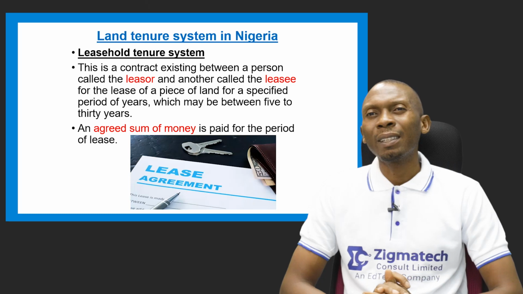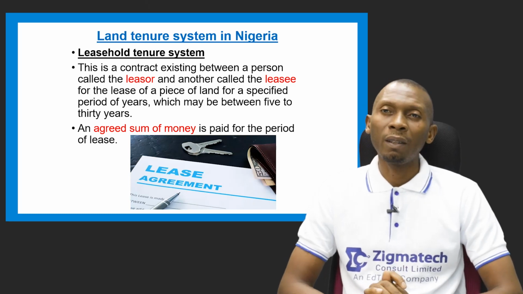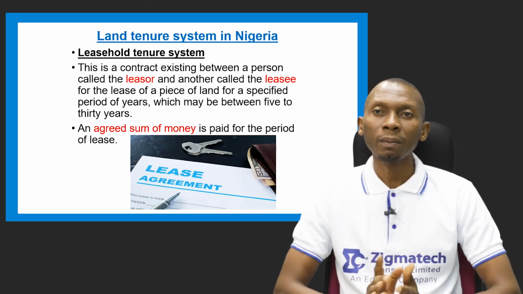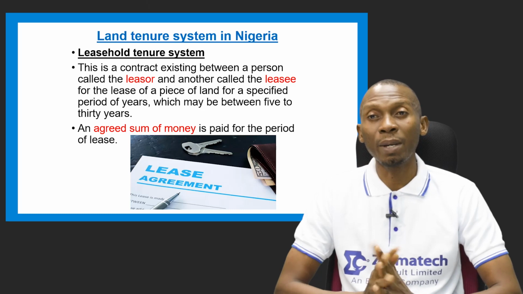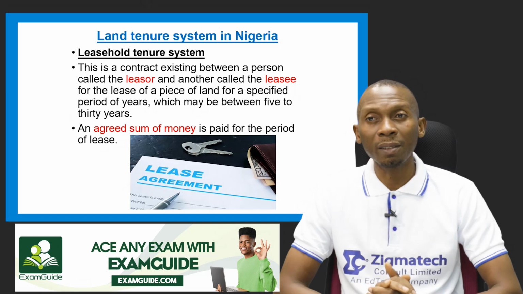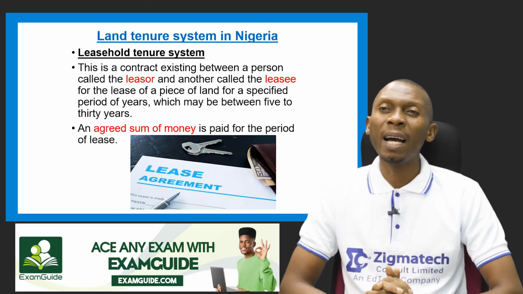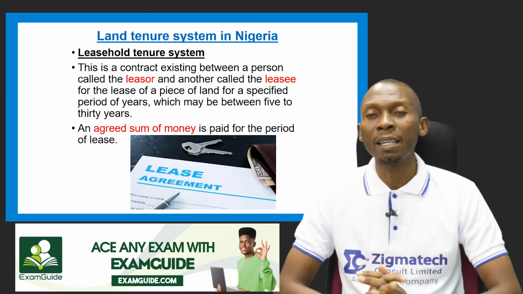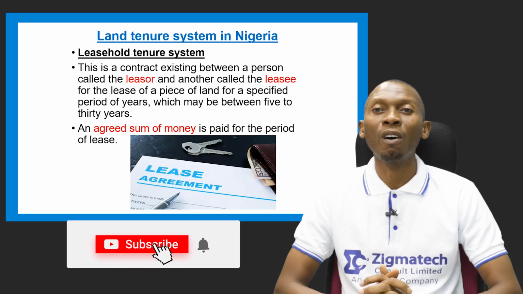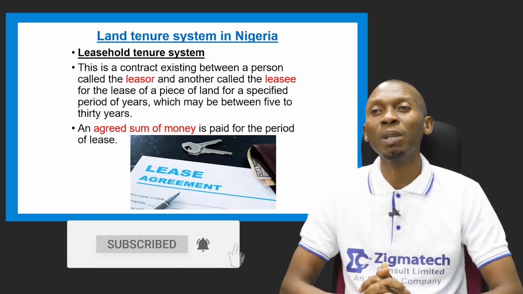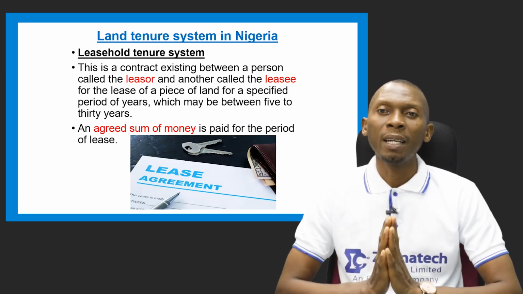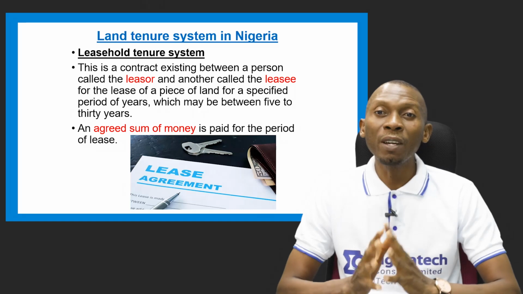Let's take a look at another land tenure system. Under the individual land tenure system, we have what is called the leasehold tenure system. Now, what does this system entail? It has to do with a contract existing between a person called a lessor and another person called a lessee, for the purpose of leasing a piece of land for a specific period of time of some years, which could be between 5 to 30 years. Under this agreement, a sum of money is usually paid for the period of lease.